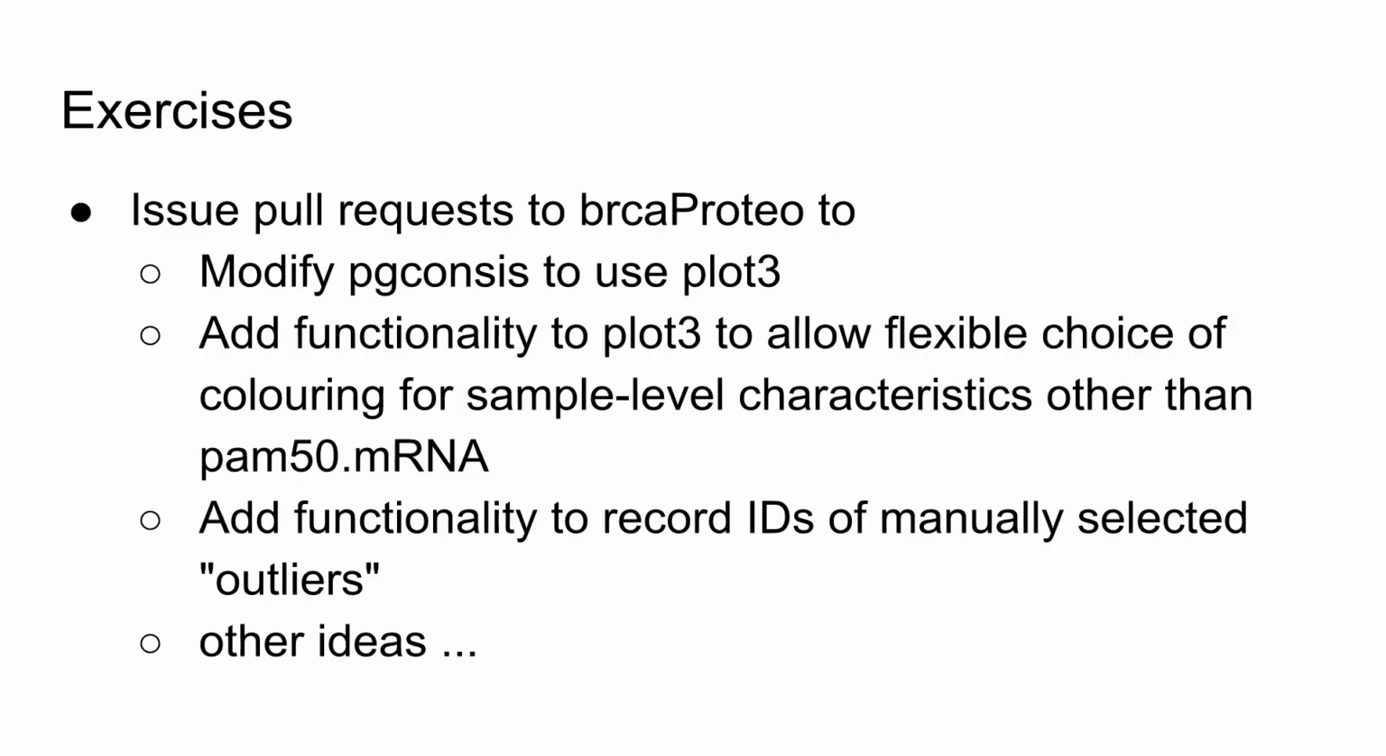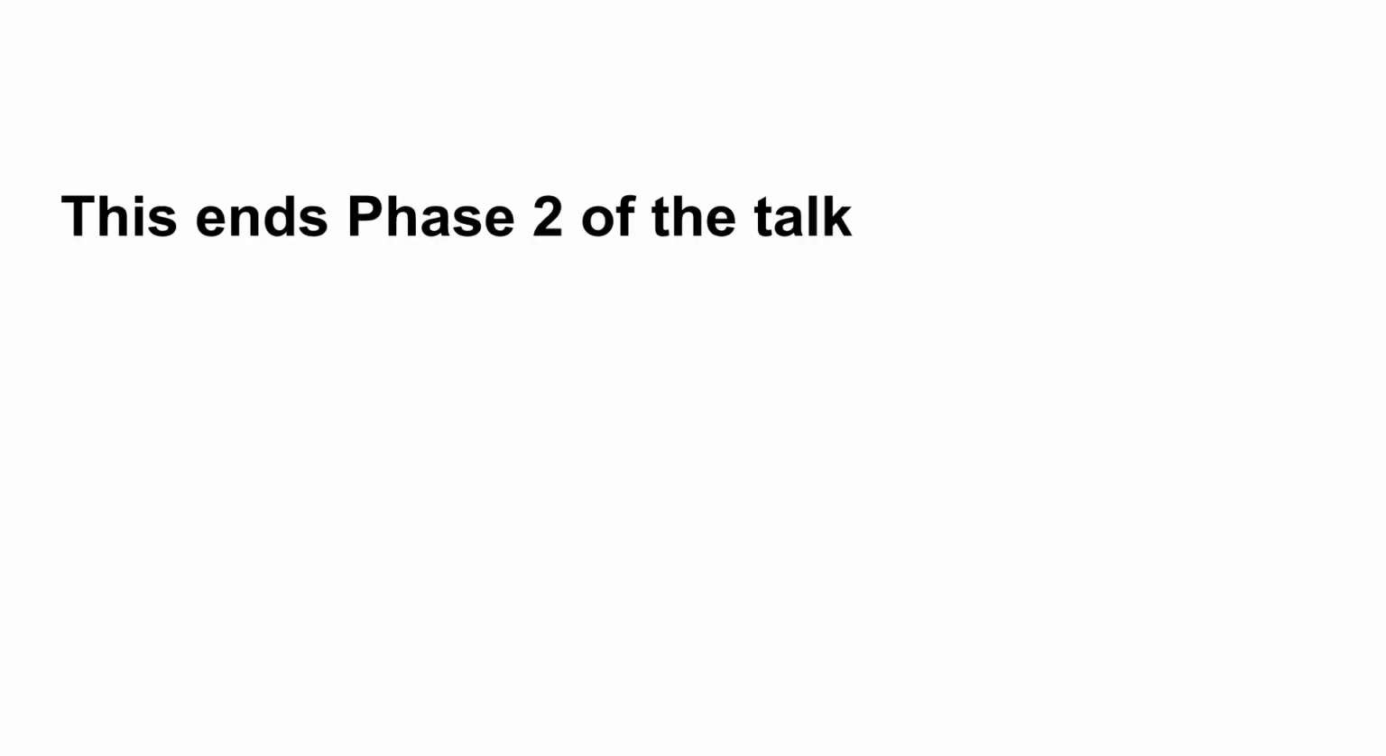So, exercises. Modify PG consist to use plot 3 because it's a better way of visualizing. Add functionality to plot 3 to allow flexible choice of the coloring variable. Add functionality to record the IDs of points that you might have selected and claimed were outliers. And maybe other ideas. So these are ideas related to the abstraction, things that you'd like to be able to do for any multi-assay experiment. And that's good. That's the end of phase 2.